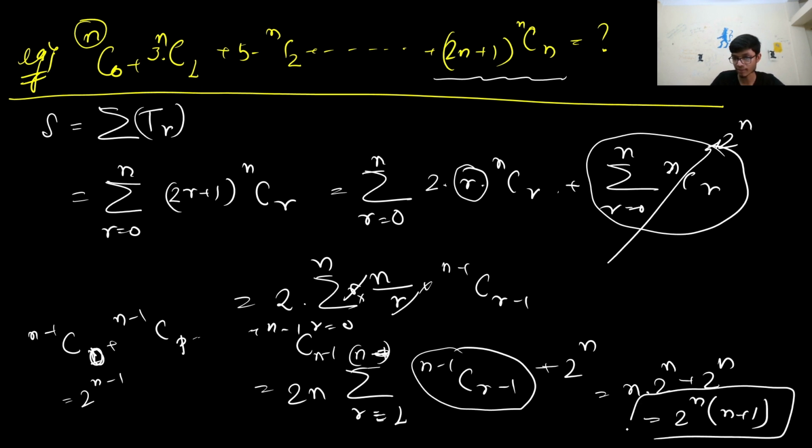So this is the result of the sum of this particular binomial coefficient series, which is given in this fashion: the summation of (2r plus 1) nCr is equal to 2 to the power n into (n plus 1). This is a very simple result, and you can remember it, or it will take hardly one or two minutes to derive it. So, 2 to the power n into (n plus 1).